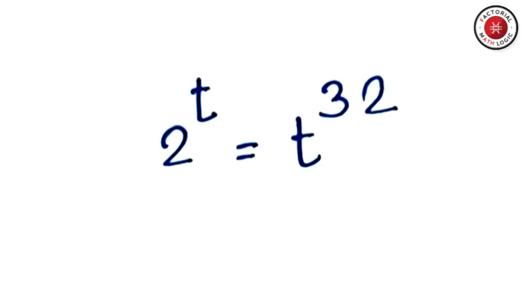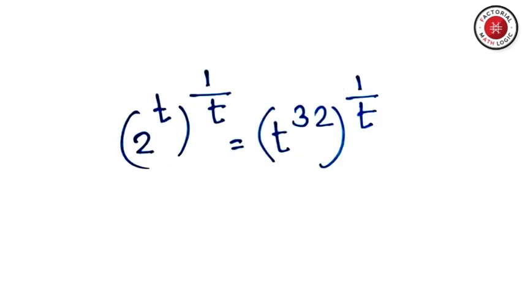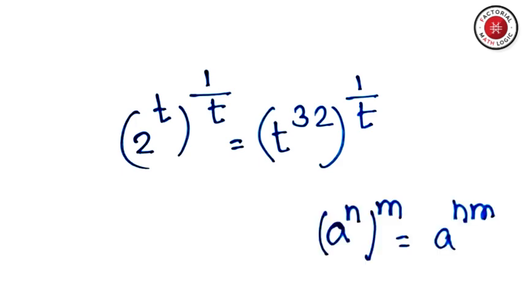We have 2 to the power of t equals t to the power of 32. Now, I'll take both sides to the power of 1 over t. So it becomes (2 to the power of t) to the power of 1 over t, equals (t to the power of 32) to the power of 1 over t. According to the exponent rule, when you raise a power to another power, you multiply the exponents.